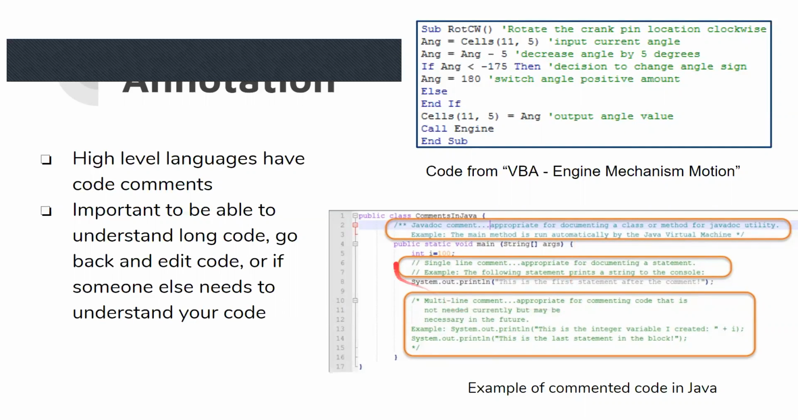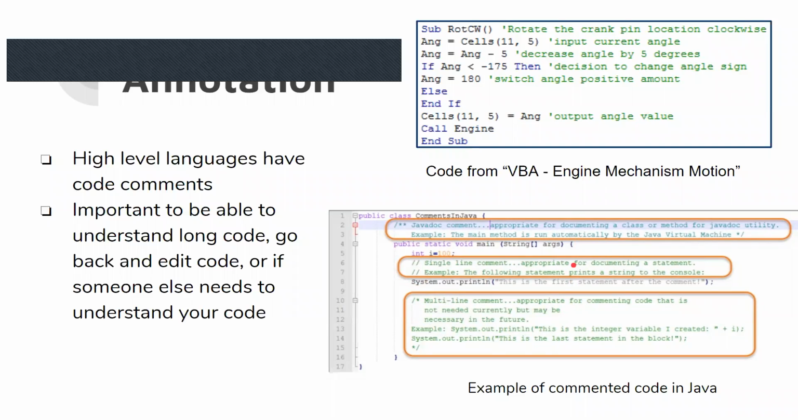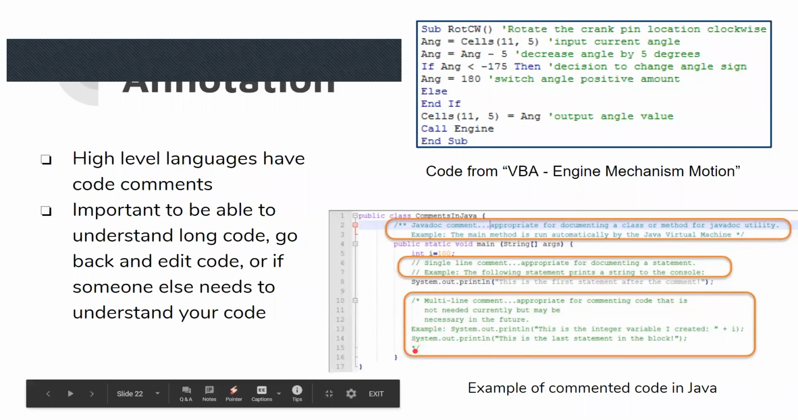And then just a different example of this in Java, it's the 2 slash marks, and then a comment. And then you can do multi-line comments, which is a slash and then an asterisk. And then you can indent multiple times before you have to close off the comment. So just a different flavor of it there.